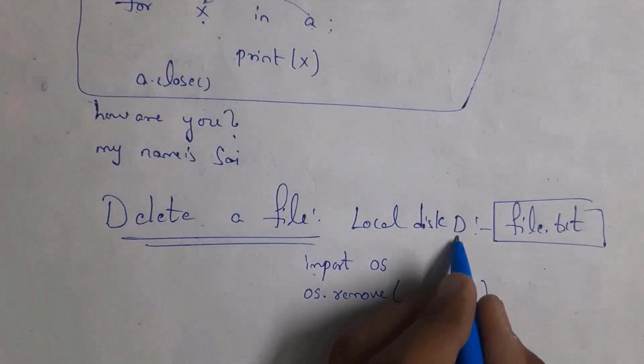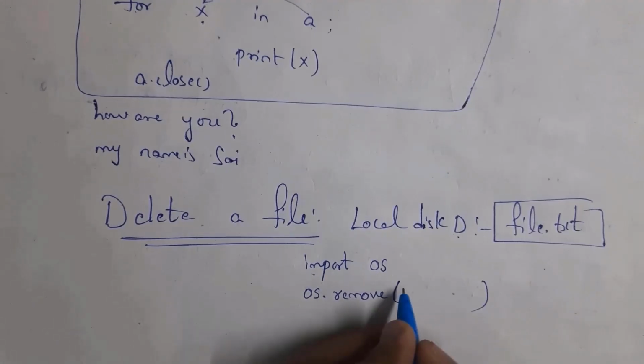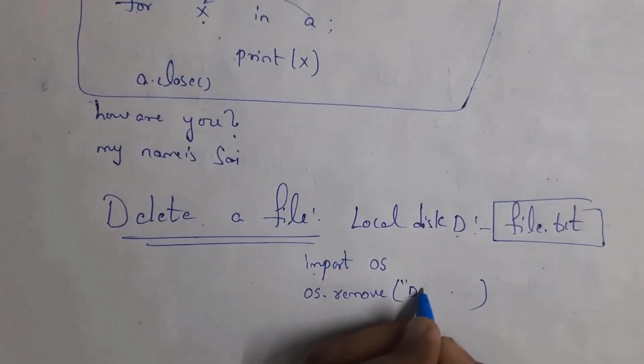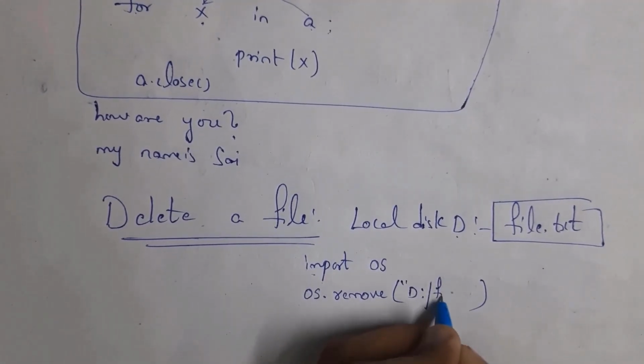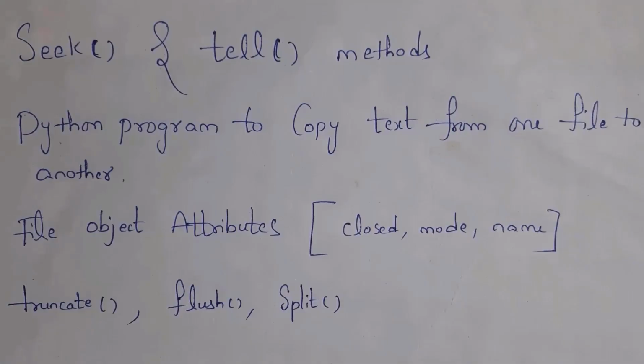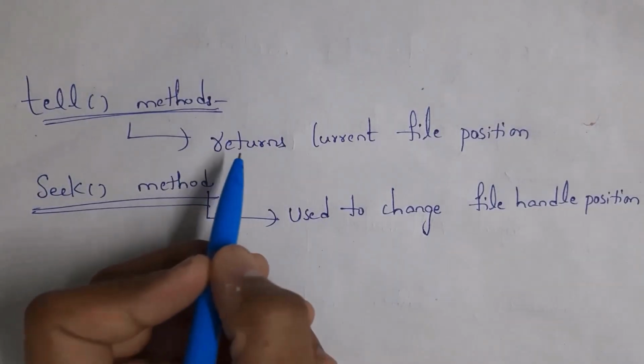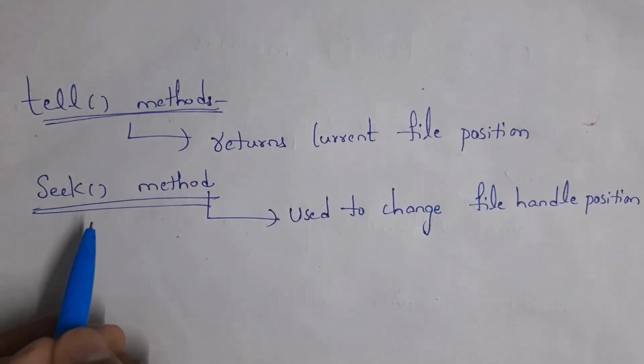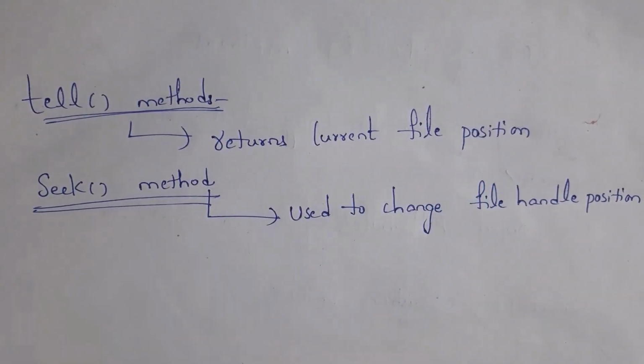My file is present in local disk D with name file.txt. So just write here D / file.txt. Whenever you run this code, it will delete my file. Next, I will explain what is the use of seek and tell methods. The tell method returns the current file position, whereas the seek method is used to change the file handle position.